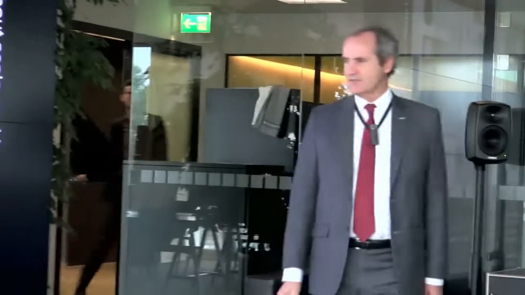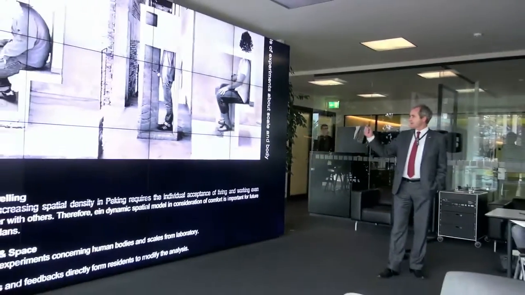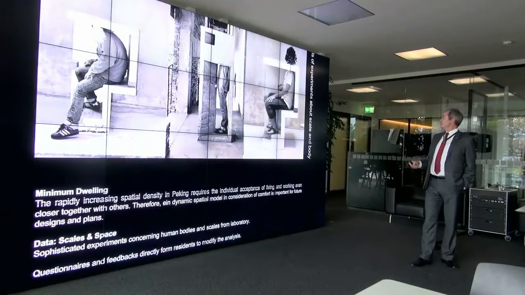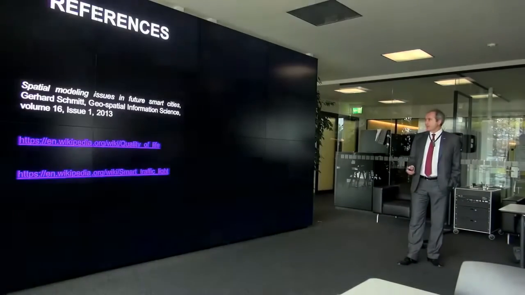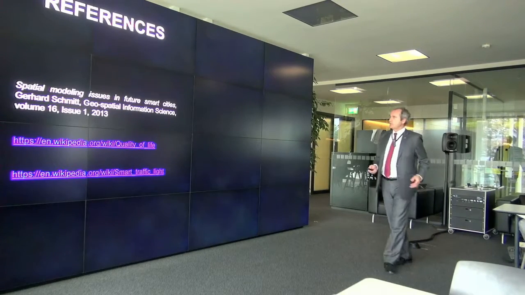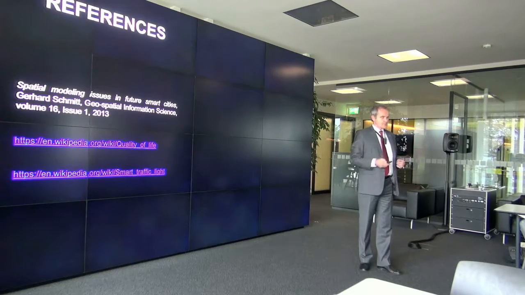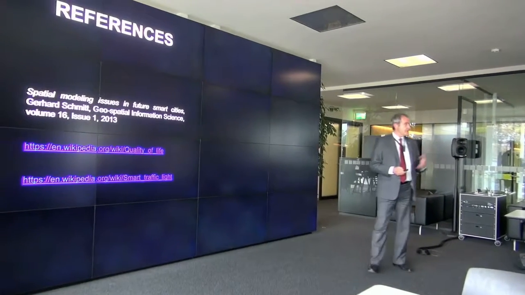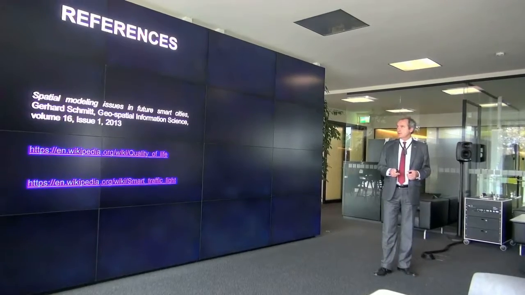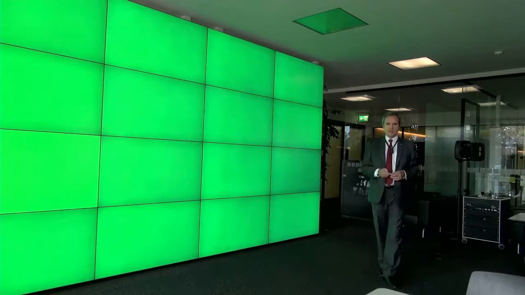Then you also show some examples, minimum dwelling and scales and space, and this from an exhibition, from an experiment here, and you give the references. So these are also graphically a quite nicely constructed exercise, and it's of course only one example of many. Let's look at the second one.